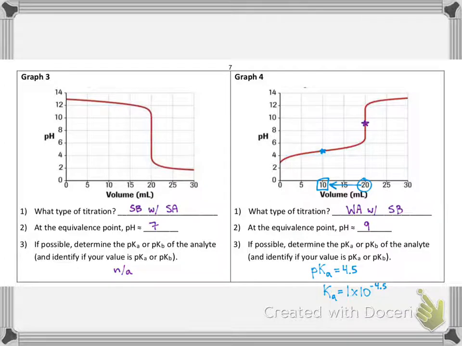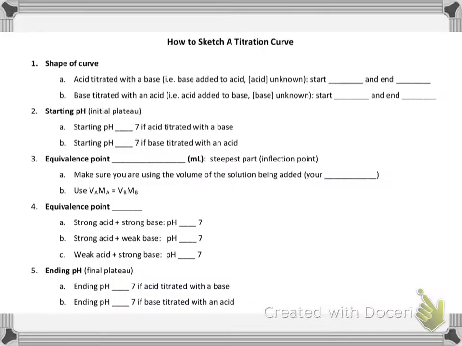Okay, next we're going to talk about what if they don't give you the data, a titration curve? What if they expect you to sketch it yourself? What? Well, it's actually not that bad. You want to figure out, of course, the basic shape of the curve by looking at what's being titrated with what. If it's an acid titrated with a base, start low and end high for your pH. And a base titrated with an acid would be the opposite way around.